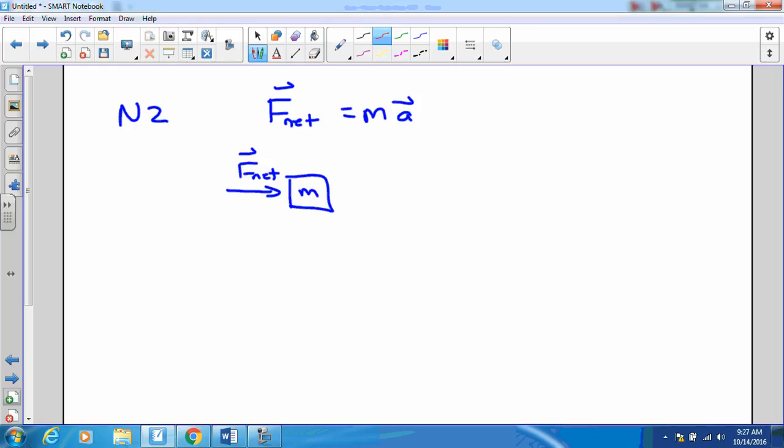Notice that because this is a vector equation, this is actually saying two things. It's saying that the magnitude of the acceleration is going to be equal to the magnitude of the net force divided by the mass. And it is also saying that the acceleration vector will be parallel to the net force. The direction of the acceleration is always in the same direction. Can it ever be anti-parallel? No, not unless mass can be negative.